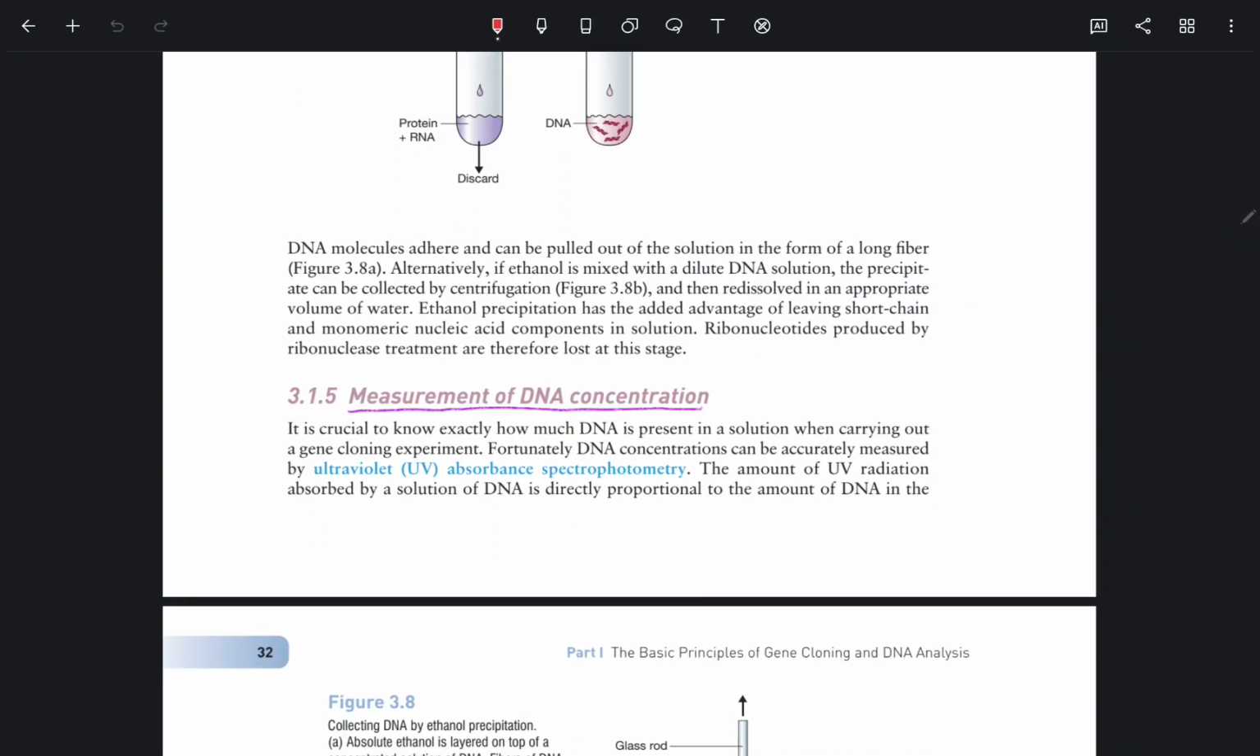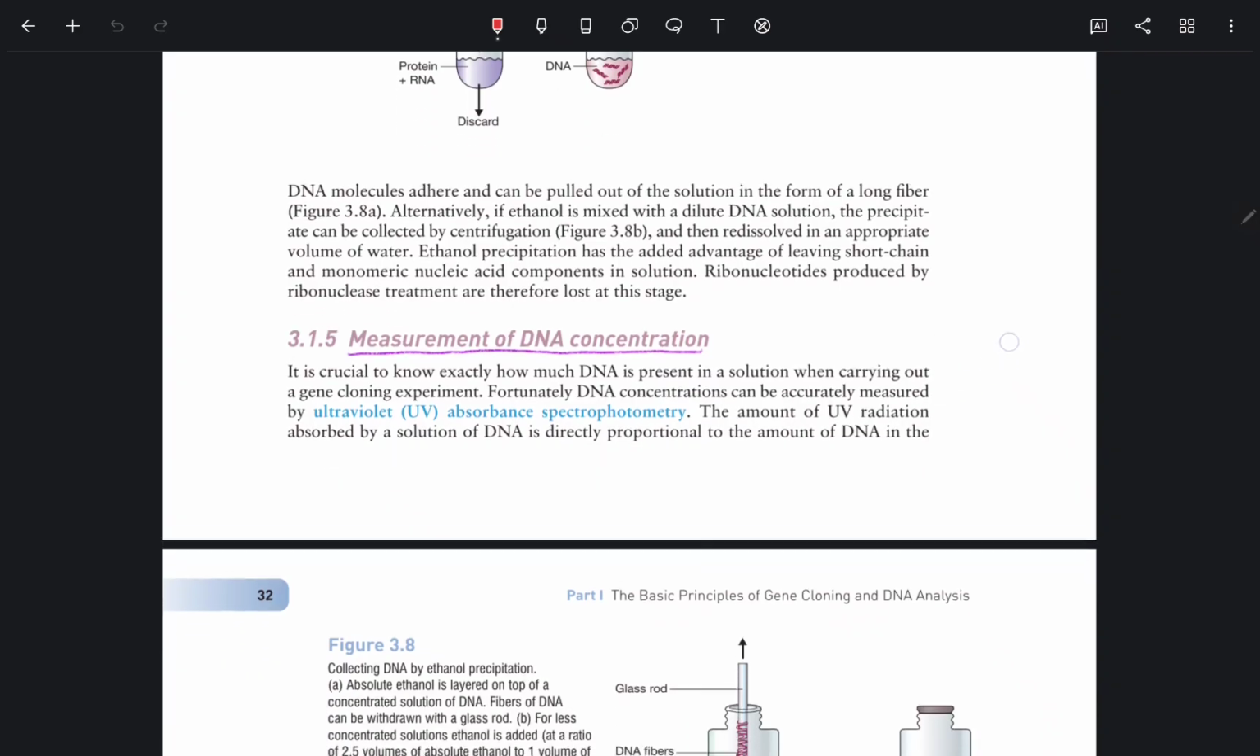Alternatively, if ethanol is mixed with a dilute DNA solution, the precipitate can be collected by centrifugation and then dissolved in an appropriate volume of water. Ethanol precipitation has the added advantage of leaving short chain and monomeric nucleic acid components in solution. Ribonucleotides produced by ribonuclease treatment are therefore lost at this stage.